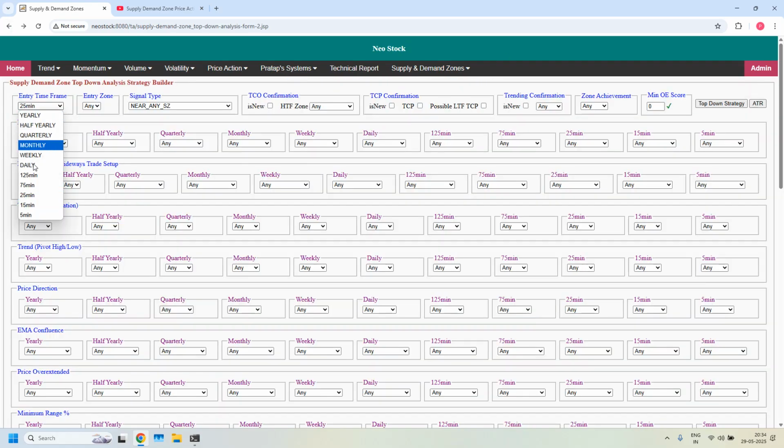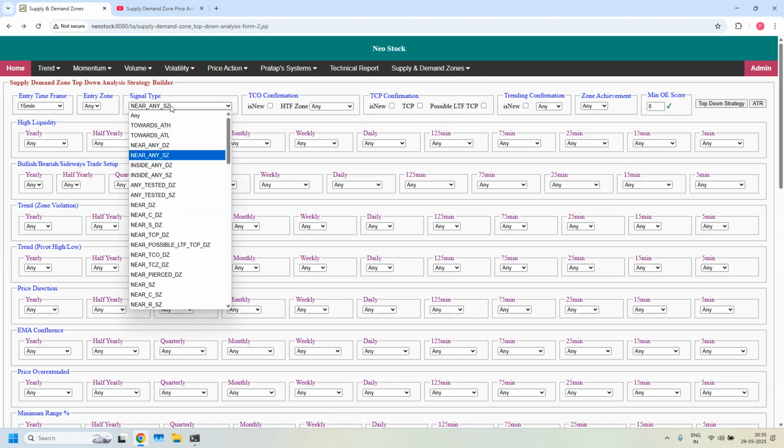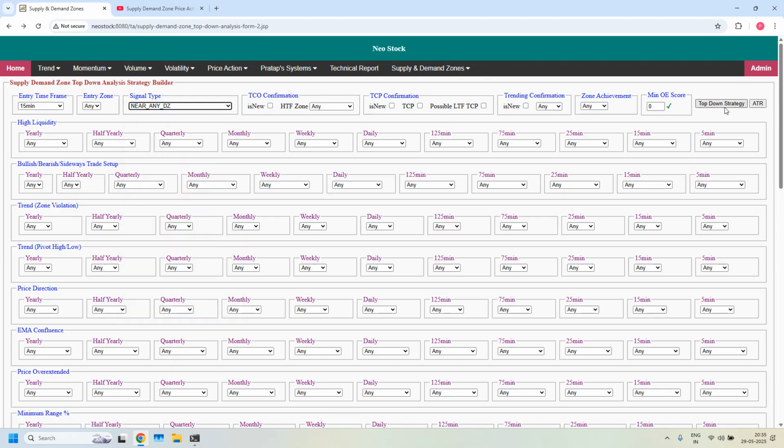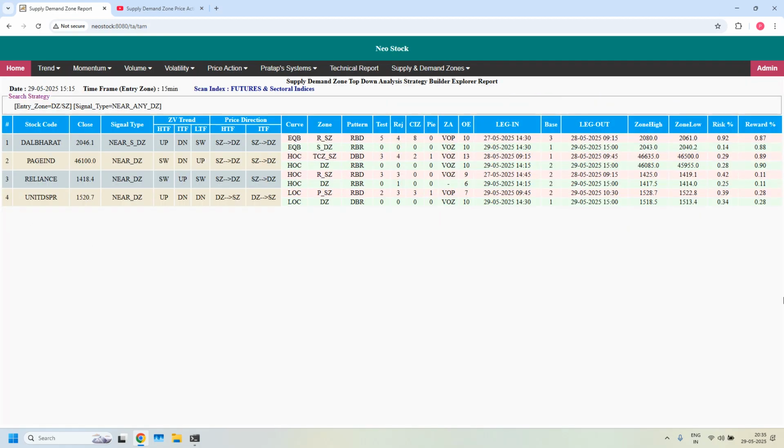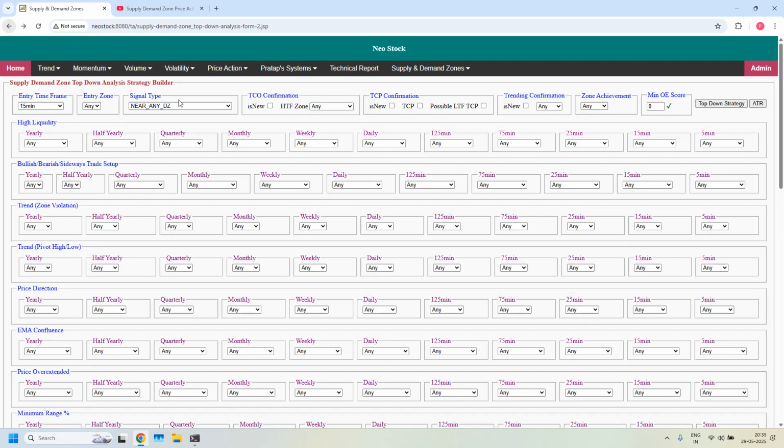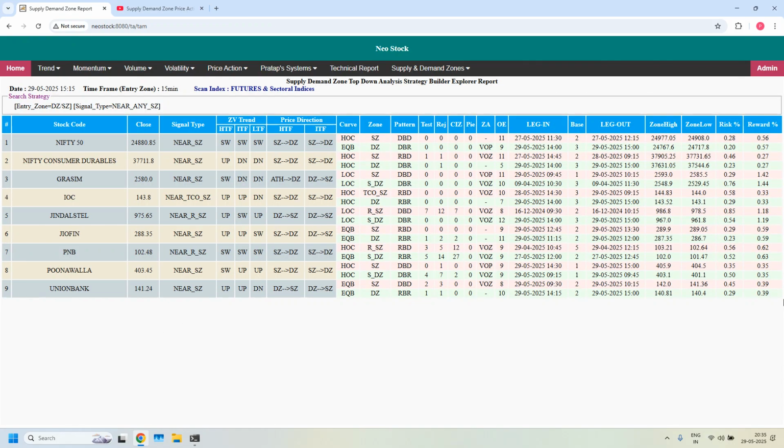Next time frame is 15 minutes. Stocks near to the 15 minutes demand zone, we got 4 stocks. Next, stocks near to the 15 minutes supply zone, we got 9 stocks.